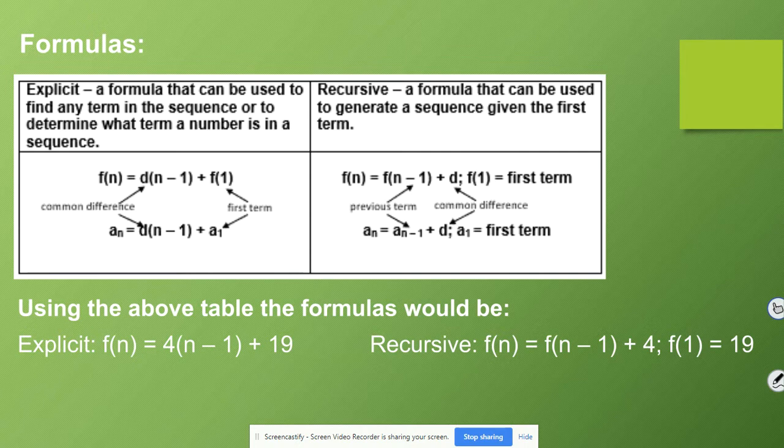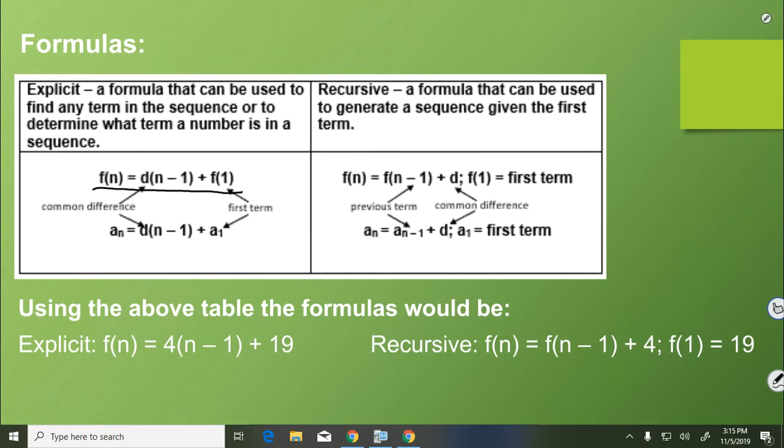f of n equals d times n minus 1 plus f of 1. So we leave the n minus 1 and we just substitute in for the common difference and the first term. So d is what we're going to call the common difference, which was 4 in that example. And then f of 1 is just the first number, which was 19 in the example. Another way of writing this, instead of using an f with parentheses and n, is a subscript n. This a subscript n is still said a of n equals d again times n minus 1 plus a of 1. Again, the d is the common difference, and again, the a of 1 is the first term.